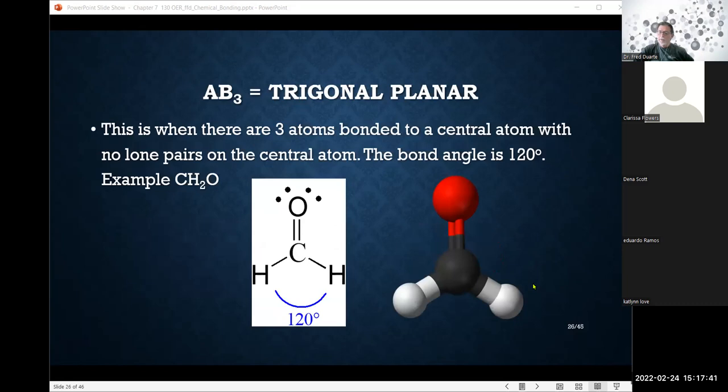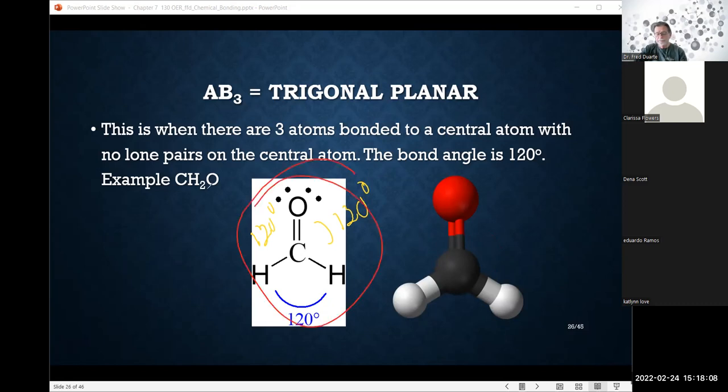Now you may have, it was called the AB3, represented by the name of trigonal planar. So if you were to look from the top, that structure of what you see there, that is 120 degrees all the way around, okay? So it's 120 degrees.